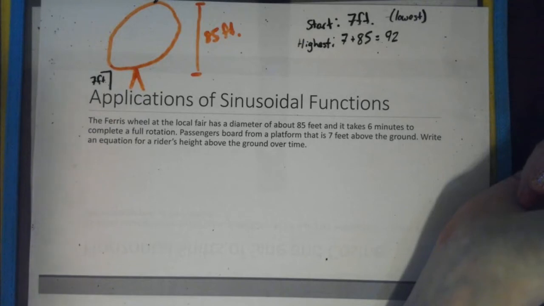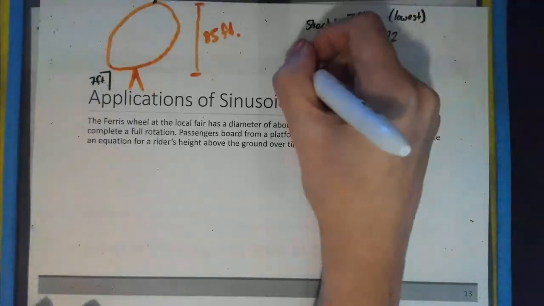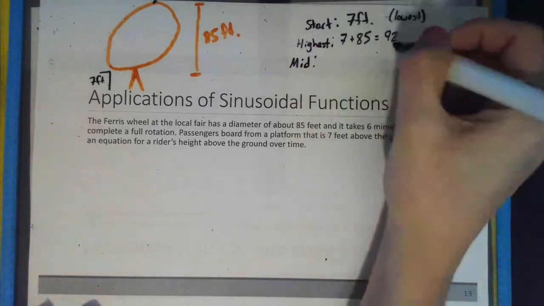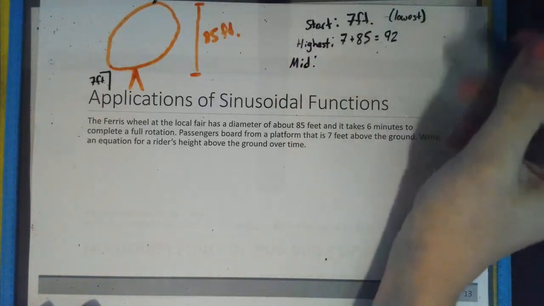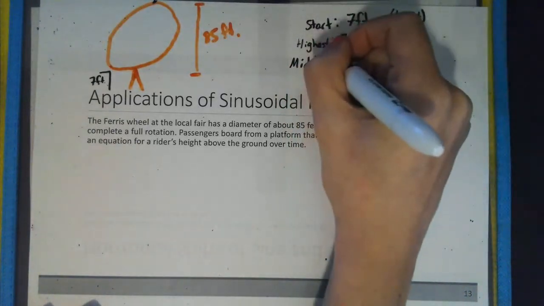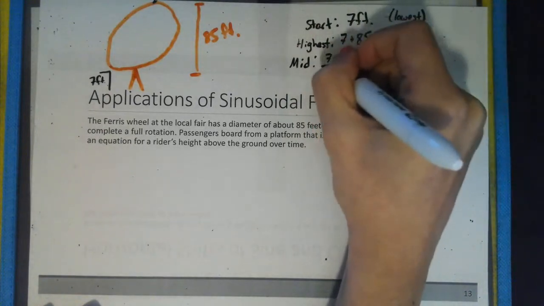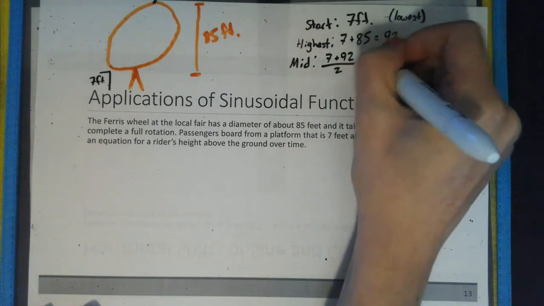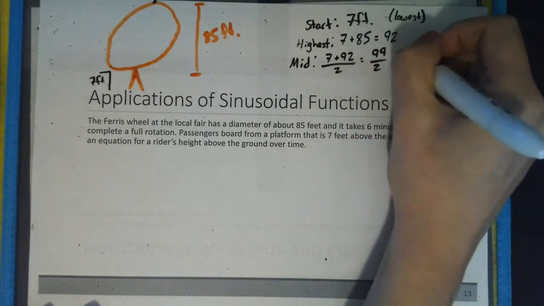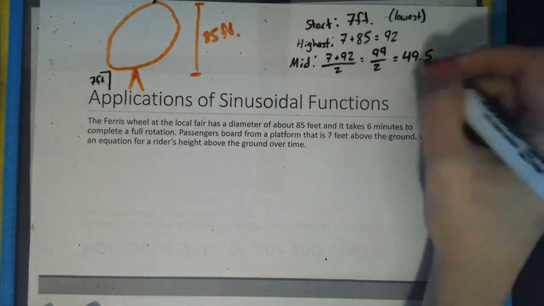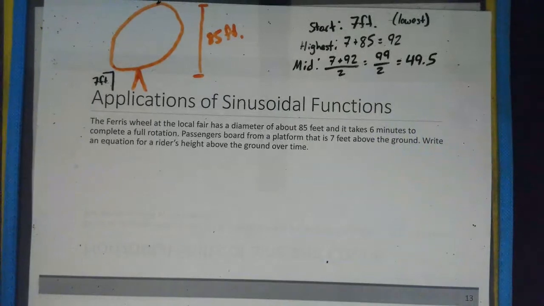So now we need to figure out where is the midline. The midline is given by the average of these two. So if we take the low point 7 plus the high point 92 and divide it by 2, that's 99 over 2, which is 49.5. That is our midline.